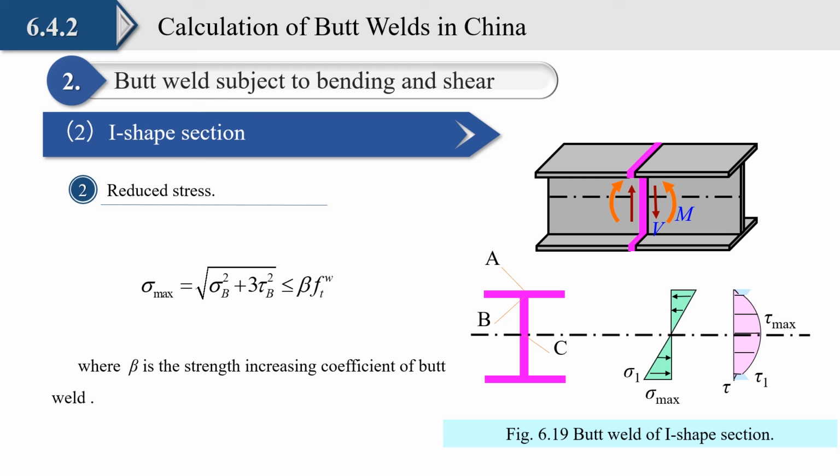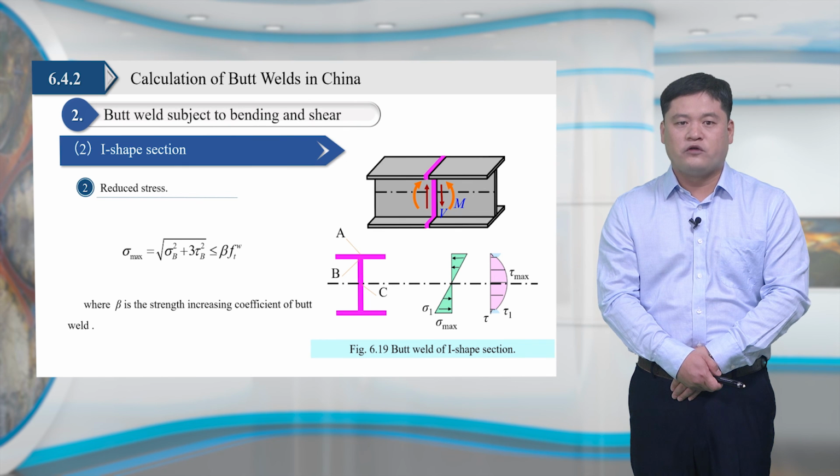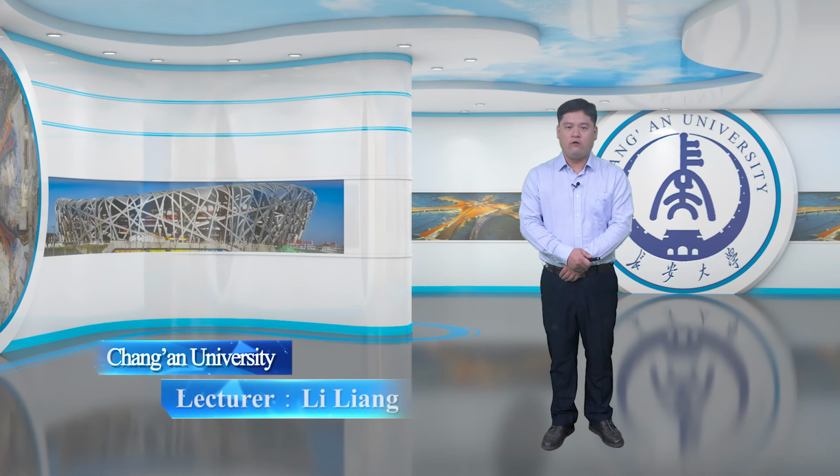At the intersection of the top flange and web, and the intersection of the bottom flange and the web, both the normal stress and the shear stress are big. According to the fourth strength theory of material mechanics, the reduced stress must be less than the design value of tensile strength of weld. That is all for this lesson.